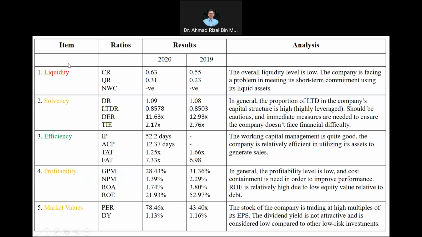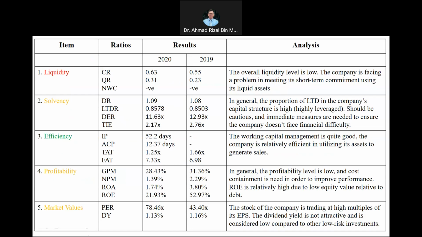Okay, starting from liquidity, it is in red. Why red? Because all 3 measures show that the company is not liquid. So that's why we recommend that the company needs to immediately take some mitigation measures with regards to its liquidity issue. In terms of solvency, we see that in general the proportion of long-term debt is high, meaning that it is highly leveraged. We say that it should be cautious. We don't say that debt is not good.